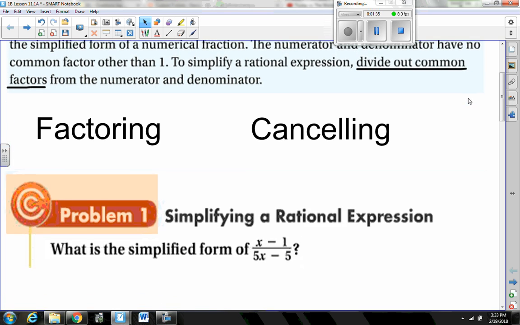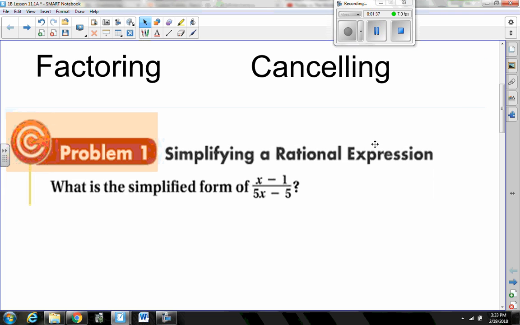Okay? So if we look at this first problem, we see here a little algebraic expression that says x minus 1. That's the top of my fraction. And the bottom is 5x minus 5. Now, they're asking us to simplify this fraction. Basically, reduce the fraction. The top, x and 1, don't have anything in common that I can factor out to the front. But the bottom of this fraction does have something that both of these pieces could be divided by very easily, and that's a 5.